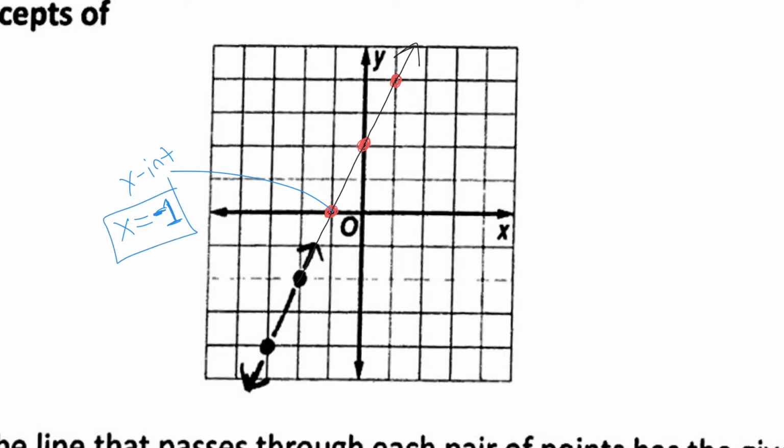The y-intercept is this one. That is the y-intercept. So my y-intercept will equal, from the origin, it's going to go up 1, 2 steps. So it is +2. So that is my y-intercept.